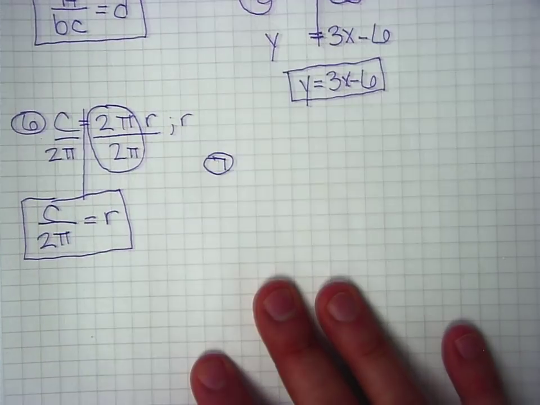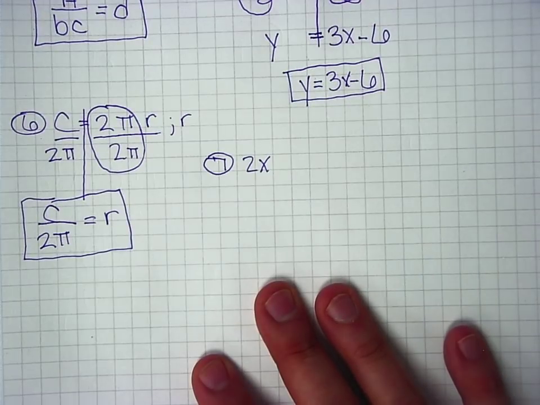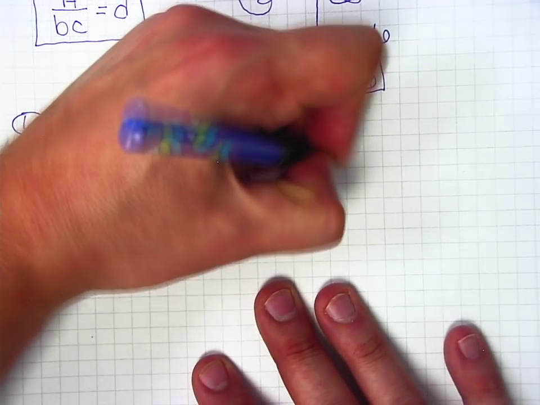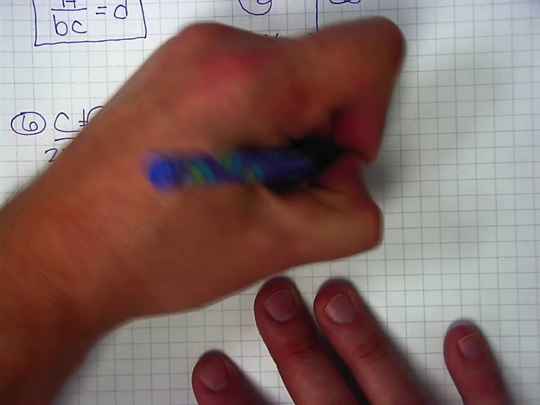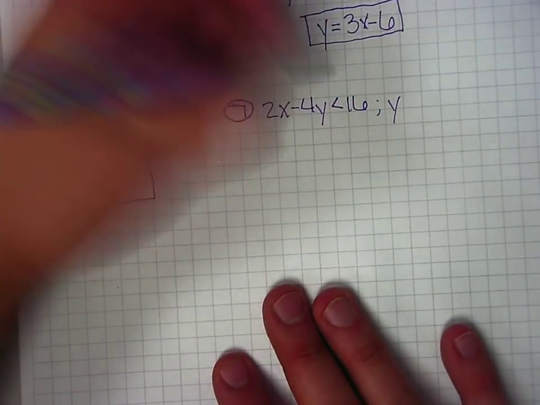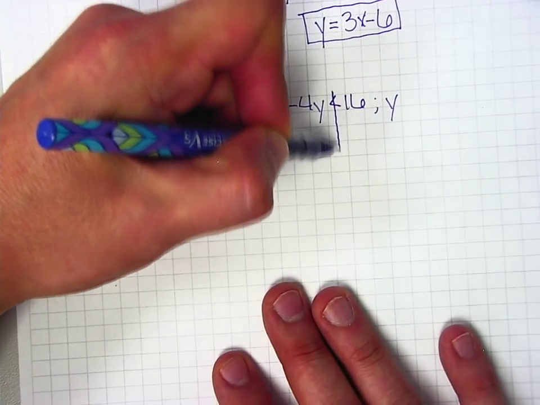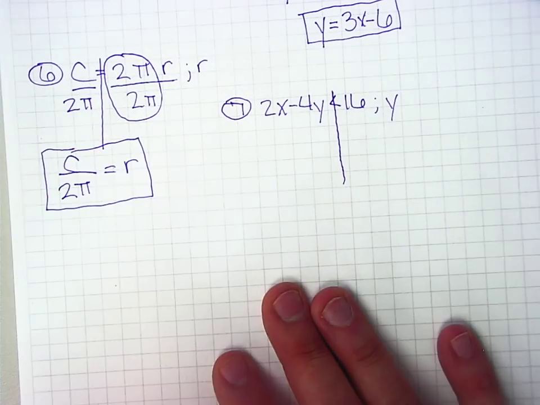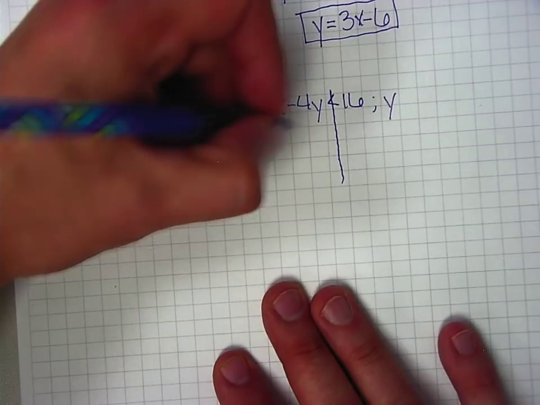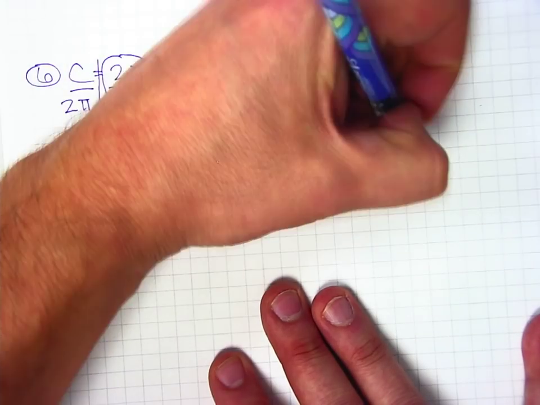For number 7, we have the inequality 2x minus 4y less than 16. And they want us to isolate y all by itself. So we treat it just like we did any other equation. Since this is a two-step equation, remembering what happened before, I know that I'm going to want to get rid of the stuff furthest away from the thing I want, which is the y. So here I have a positive 2x, so I would subtract 2x's from both sides of my inequality.